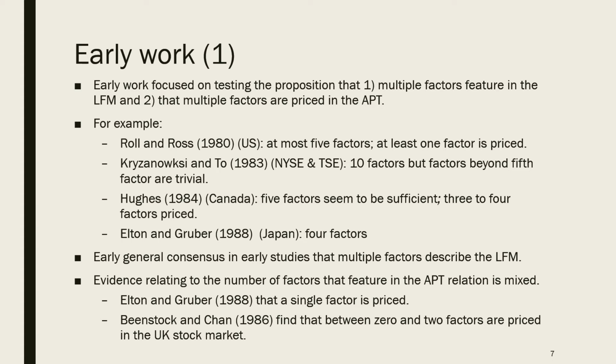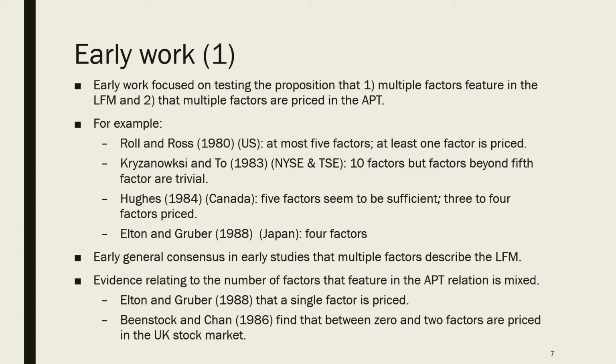Well, we start with so-called early work. So what did early work do? It focused on testing the proposition that one, there are multiple variables or multiple sources of information that feature in the linear factor model. In other words, multiple sources of information that move stock markets. And two, that the exposure to multiple variables is priced in the arbitrage pricing model. So for example, Roll and Ross, some early authors, were the second to introduce or discuss the arbitrage pricing theory and formalize it after Ross proposed it in 1976.